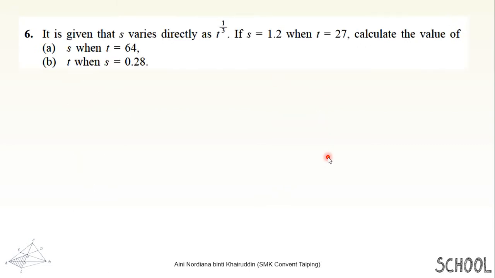125. Question number 6. It is given that S varies directly as T to the power of 1 over 3. If S equals 1 over 2 when T equals 27, calculate the value of S when T equals 64, and the value of T when S equals 0.28. Okay, the first step, same as usual.